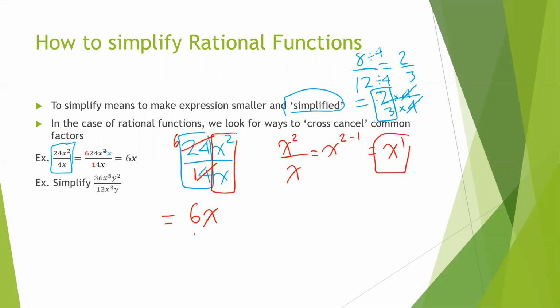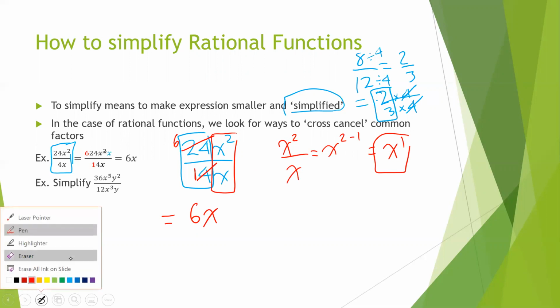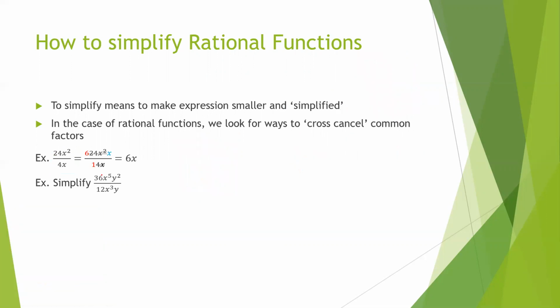Let's do another example here. How would you simplify this expression? So we're going to follow the exact same procedure, okay? Nothing too crazy. We're going to look at just the constants that are there. So we take 36 and 12, and we try to see how we can reduce that.